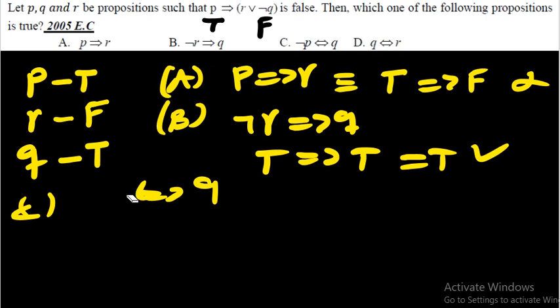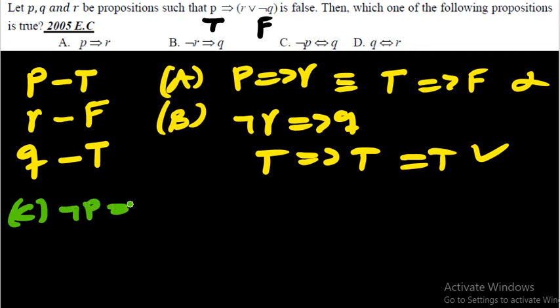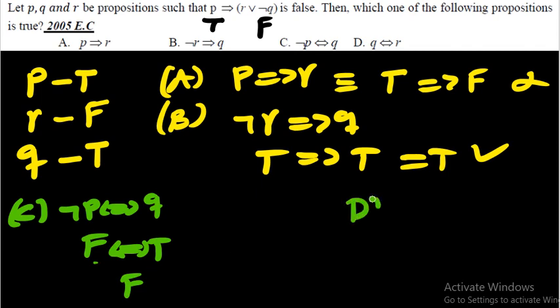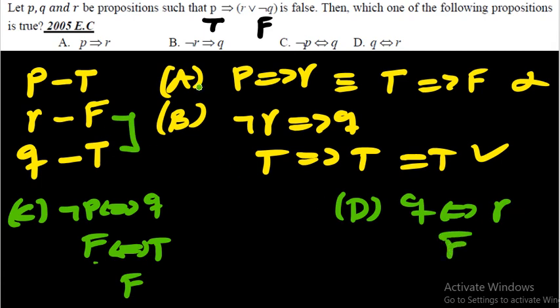Choice C says negation P bi-implies Q. Negation P is false and Q is true. They are not the same. In case of bi-implication, the two have to be the same to be true. This is false. And the last one, D, Q bi-implies R. Q and R, as you see, don't have the same truth value, so it fails again. This will be false. So the answer will be B.